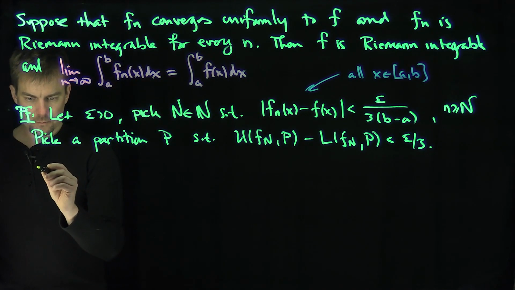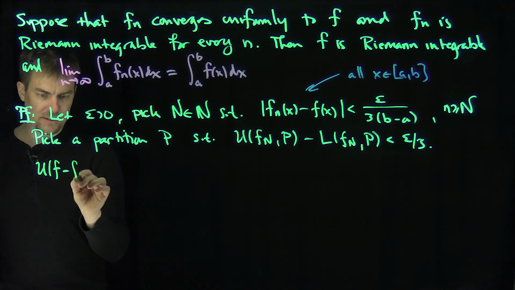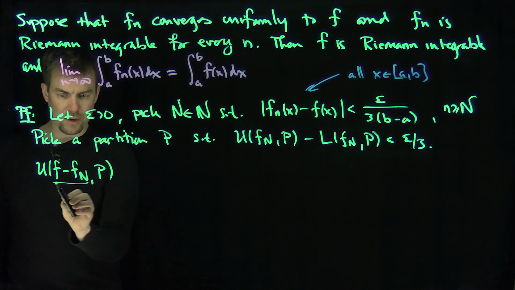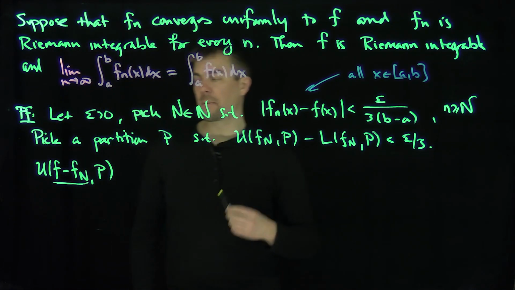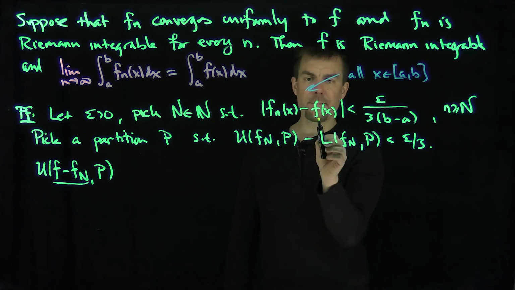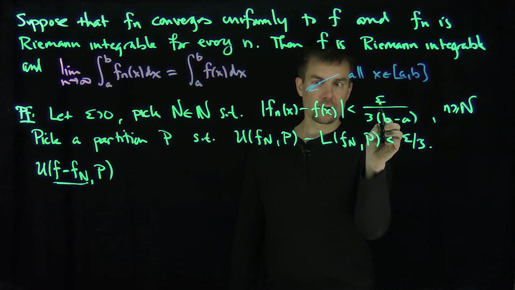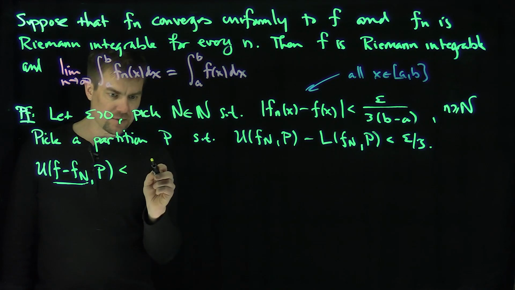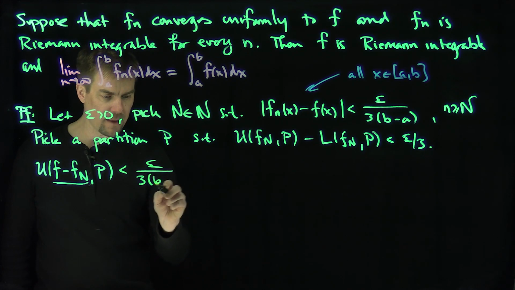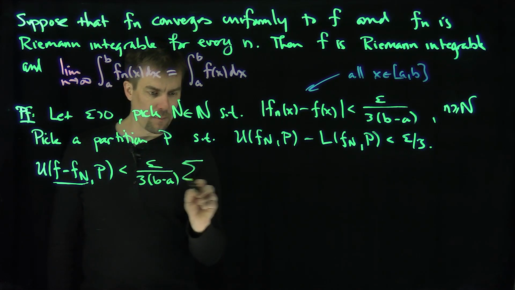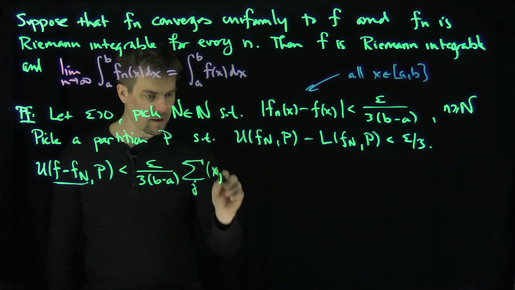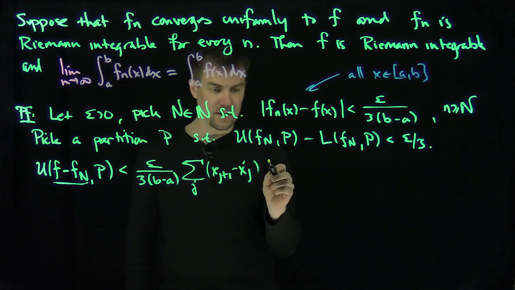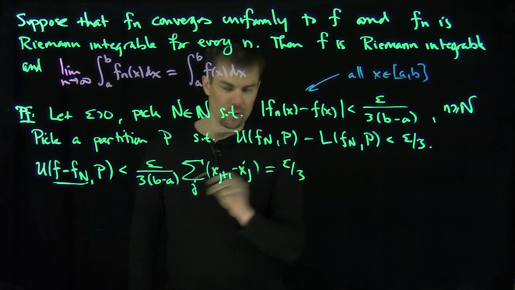So the upper sum of f minus Fn on this partition is going to be what? I take the supremum over all of these expressions at every point in my partition, but the supremum is controlled by epsilon over 3(b minus a). So this is going to be less than epsilon over 3(b minus a) times the sum of the xj plus 1 minus xj. I pull the supremum out of the Riemann sum, and this telescopes to b minus a, so this is just equal to epsilon over 3.